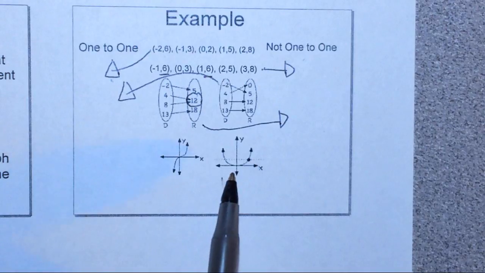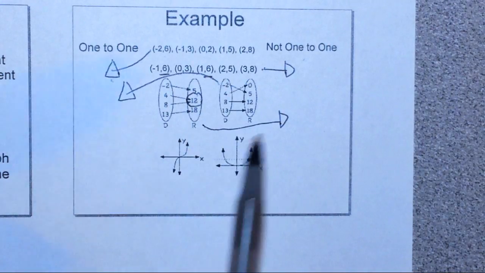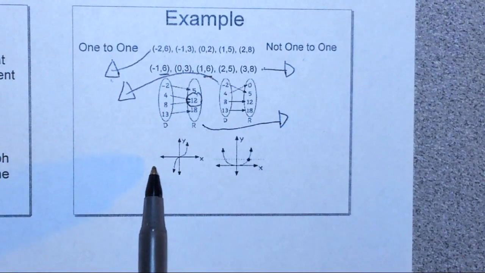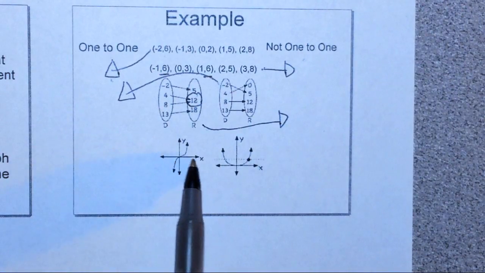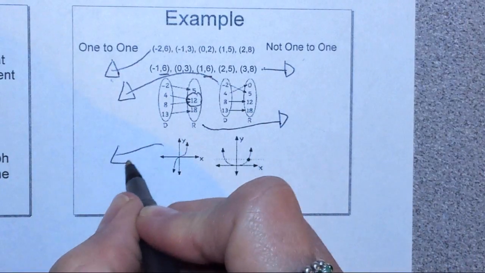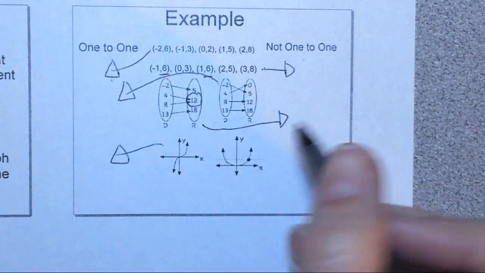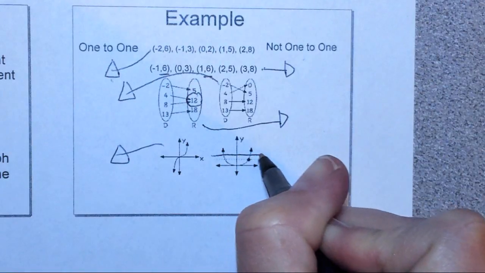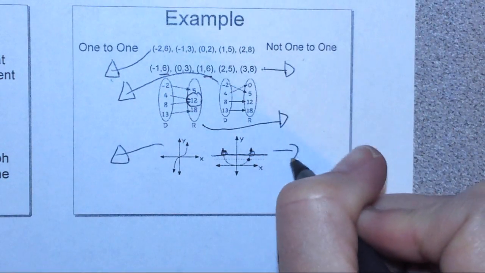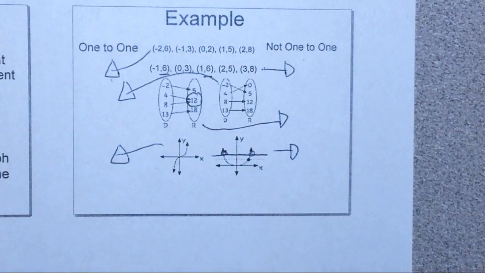These last two are my graphs. They've already passed the vertical line test. Now we're going to see if they pass the horizontal line test. So if I were to draw a horizontal line anywhere across this graph, it would only touch one time. It's 1 to 1. If I were to draw a horizontal line across this graph, it actually touches twice, so it is not 1 to 1.